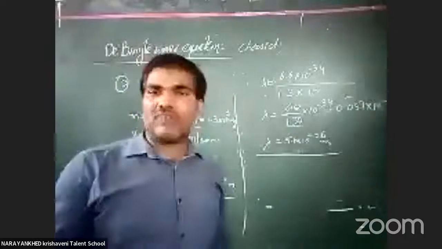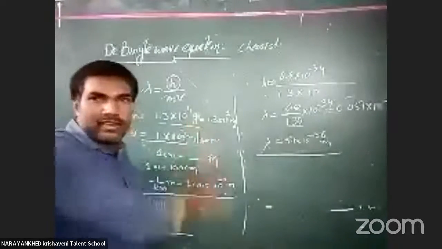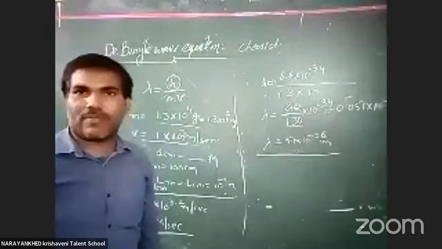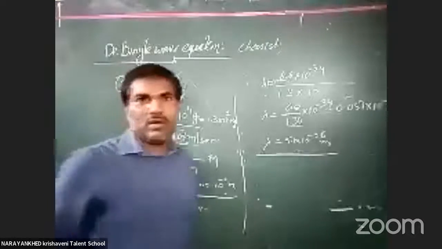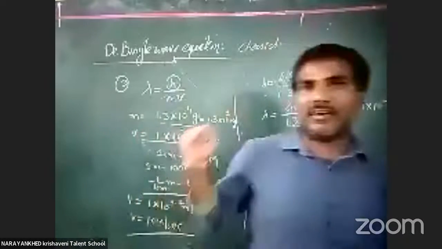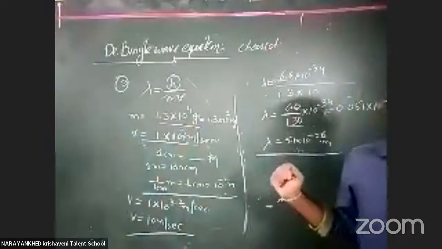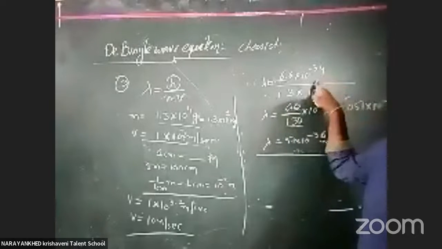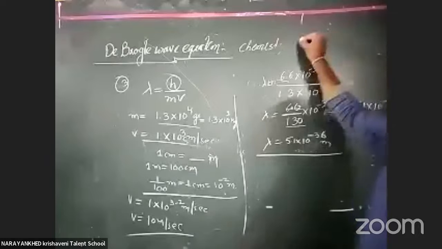If you have not changed it into the MKS system, you have to directly substitute the values. Now it is the same as our textbook. Why? Because you don't know the value of h they have written: 6.6 into 10 to the power of minus 27. Actually, the h value in the MKS system is 6.6 into 10 to the power of minus 34. The same value is in CGS now.